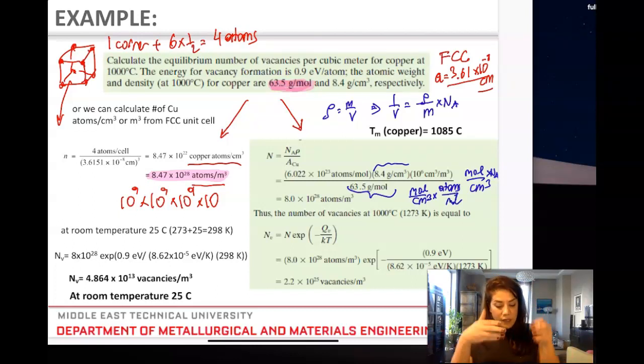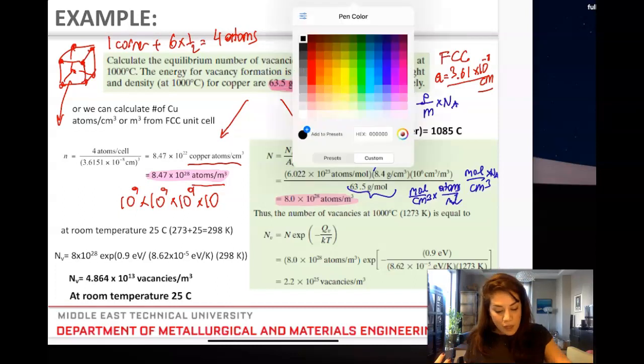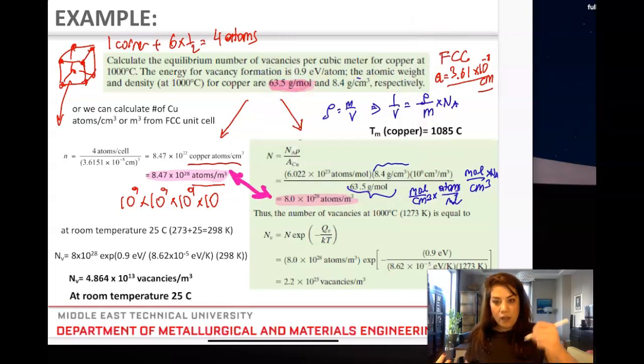So let's plug everything into that equation. Avogadro's number times the rho times the conversion factor from centimeter cube to meter cube over the weight gives me 8 times 10 to the power 28 atoms per meter cube. If you compare these two quantities, they are extremely close to each other. They're both on the order of 10 to the power 28. They're both 8 times. For the FCC unit cell approach, we had 0.47 times more error. That's acceptable.